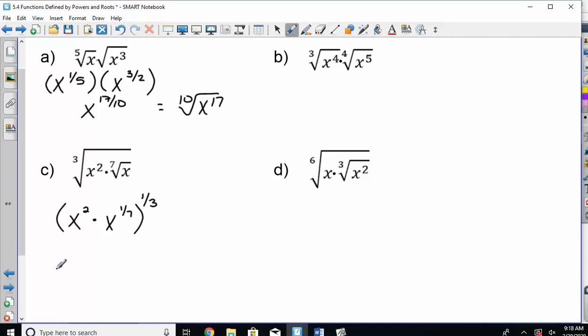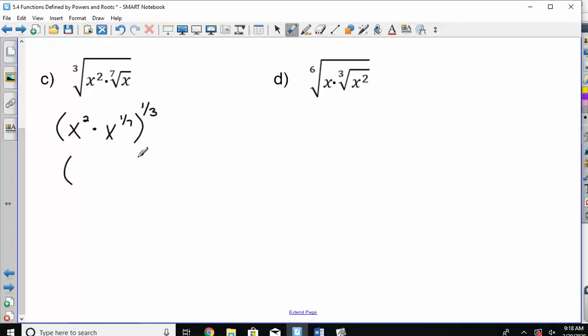Okay, let's just work on the inside for a minute. If I am multiplying there, what do I do with those exponents? Add them. So 2 plus 1/7. And then, what do I do with my exponents? Right, power to a power, you multiply, and you get x to the 5/7 power.